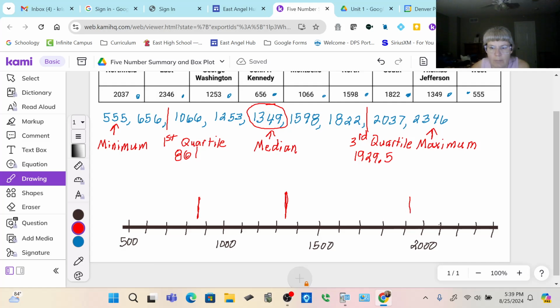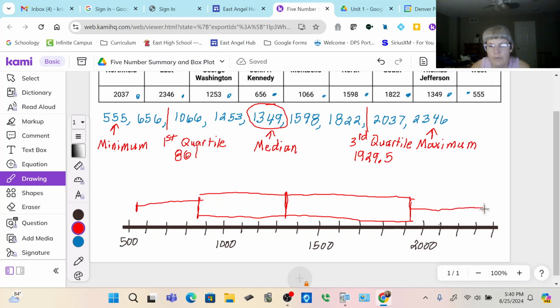And this gives me my box. I connect them across the top and the bottom. So that's the box. Now for the whiskers, because these are sometimes called box and whisker plots, I mark my minimum and I mark my maximum and I connect those pieces to my box.